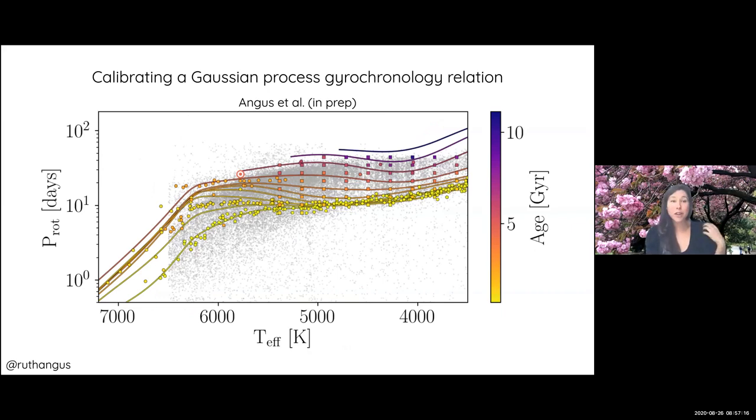And now we can use these kinematic ages to calibrate gyrochronology. So this shows rotation period versus Teff, again, with the McQuillan sample in gray, and some calibration stars from clusters and astroseismology. And then you see the grid of square points. Those are gyrokinematic ages from Kepler. And the lines here, that's a new gyrochronology model, which is actually based on a Gaussian process. Sorry, this is my last slide, Victor.